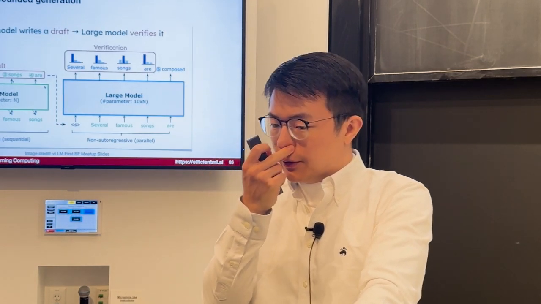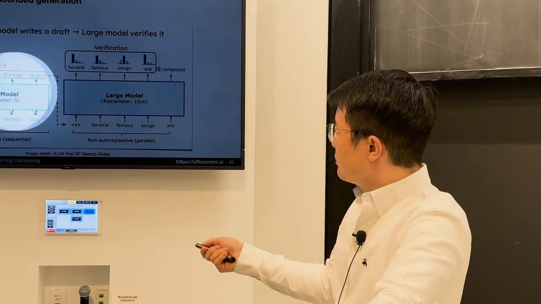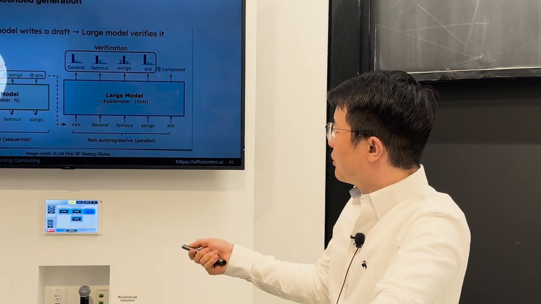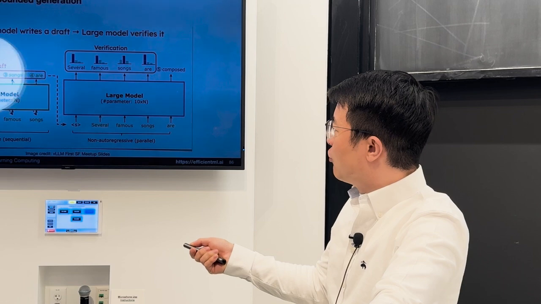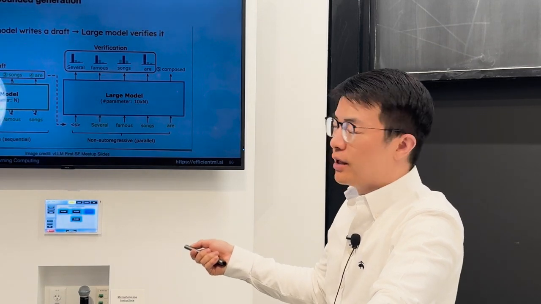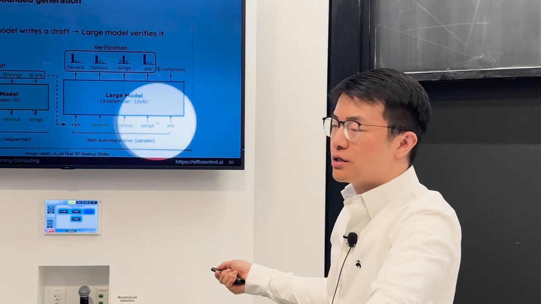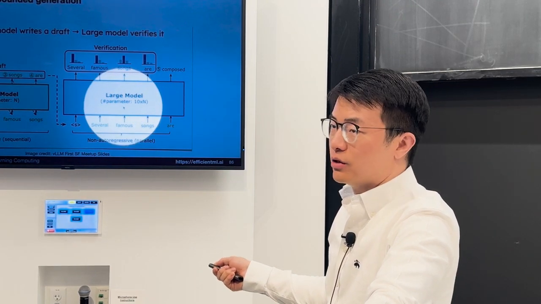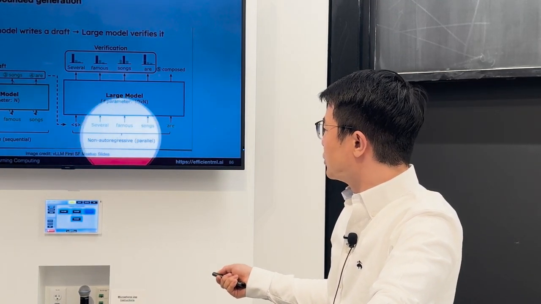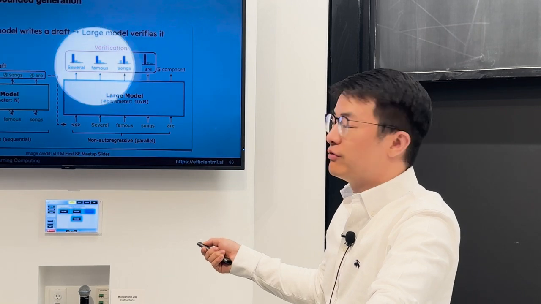So let's see an example. This is using two models, a small model and a large model. We use the small model to generate draft tokens, 4 draft tokens generated one by one auto-regressively, and we feed these 4 tokens together into this large model in the batched manner. It's non-auto-regressive, it's parallel, and then verify if the generation is correct or not. If it's not correct, we can redo it, do it again by the small model.